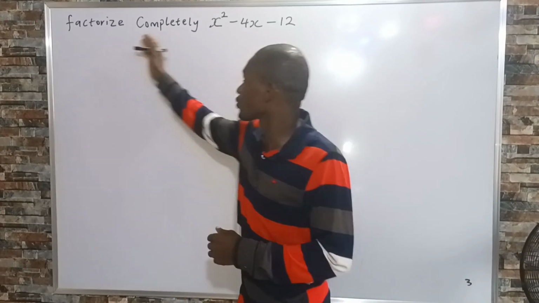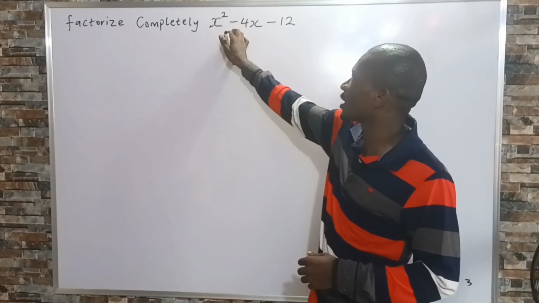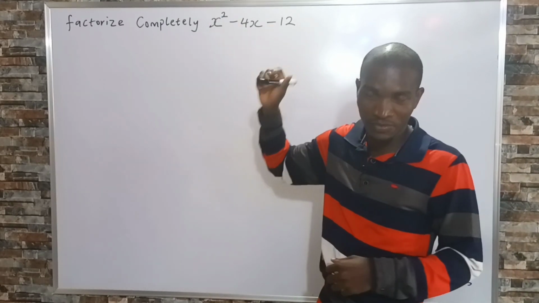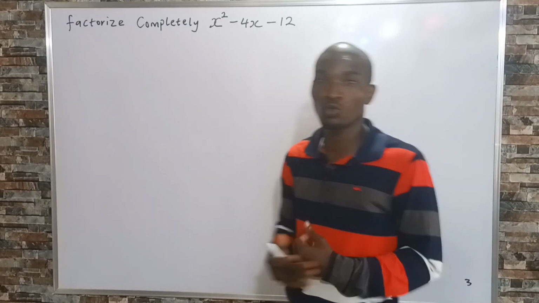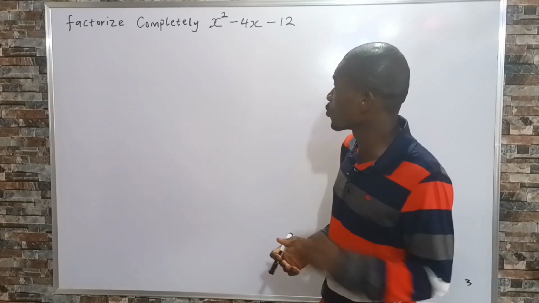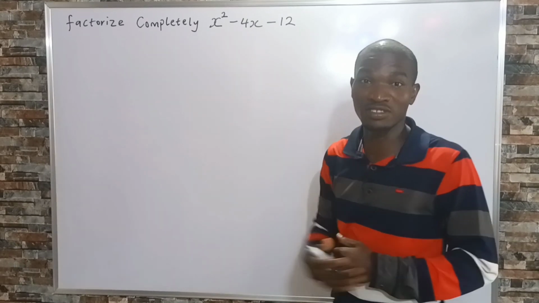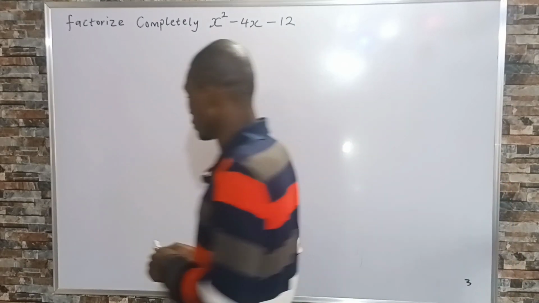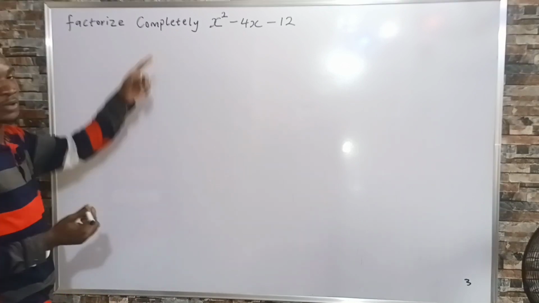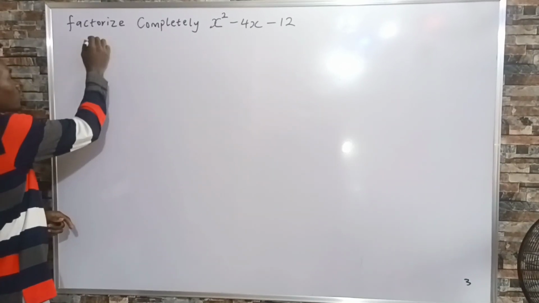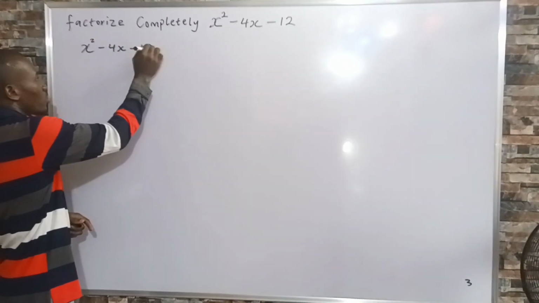So here we are asked to factorize completely x squared minus 4x minus 12. The exact way you usually factorize your quadratic equation, the same approach you should also use to factorize this given expression. How do we do that? Very simple. Let me first replicate the question. We have x squared minus 4x minus 12.